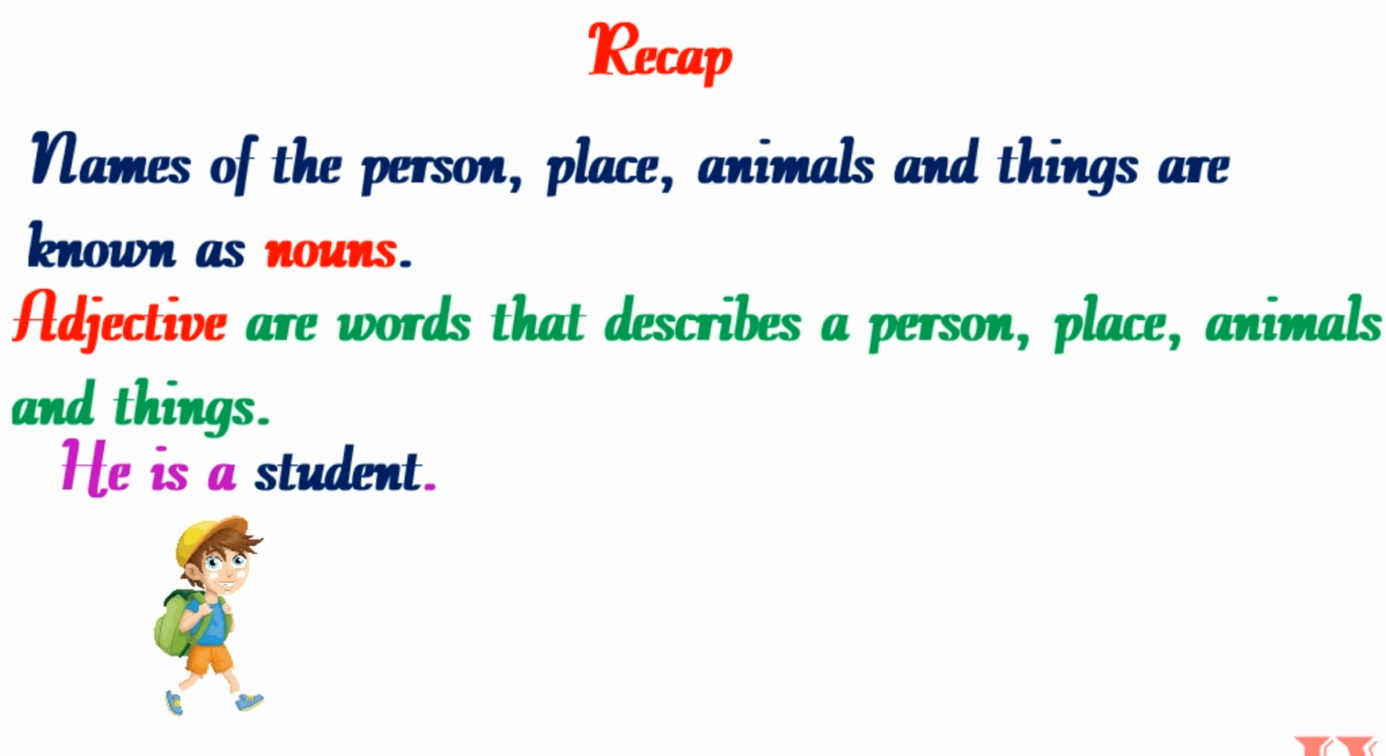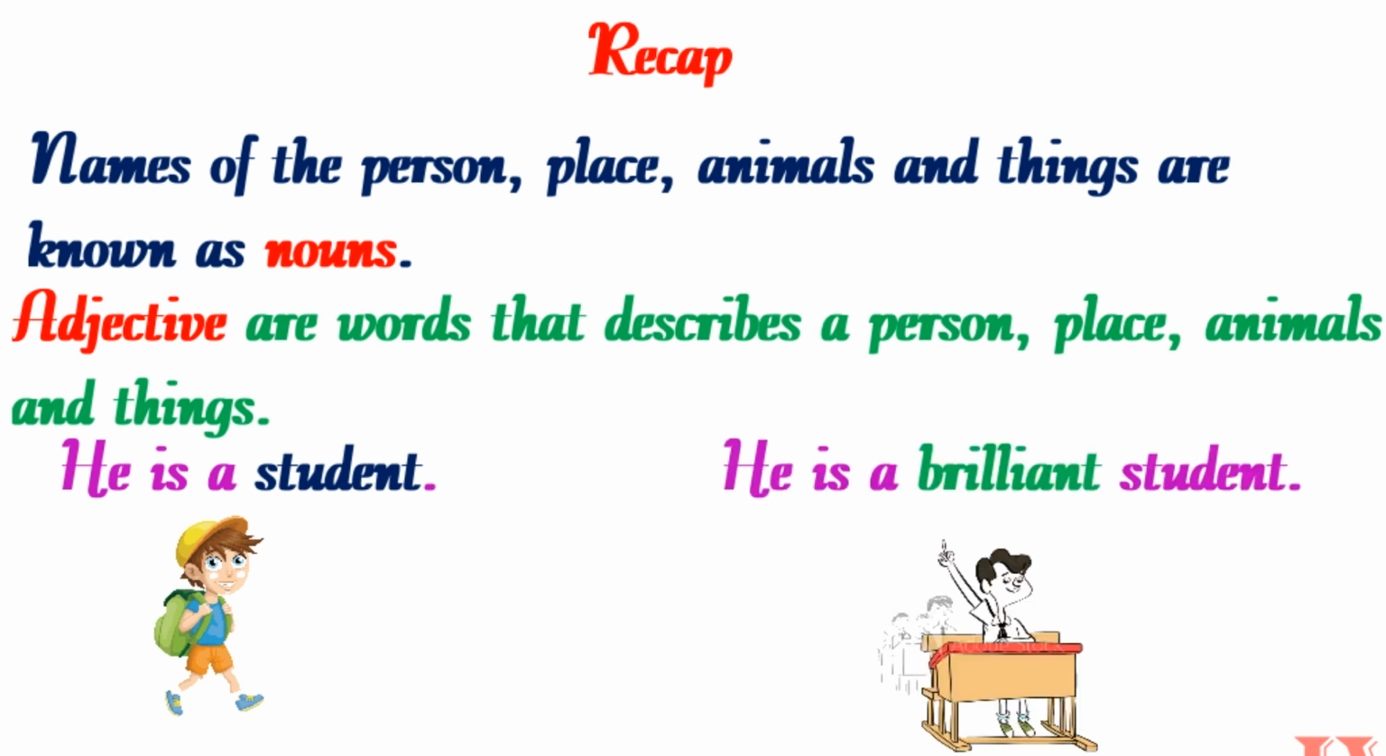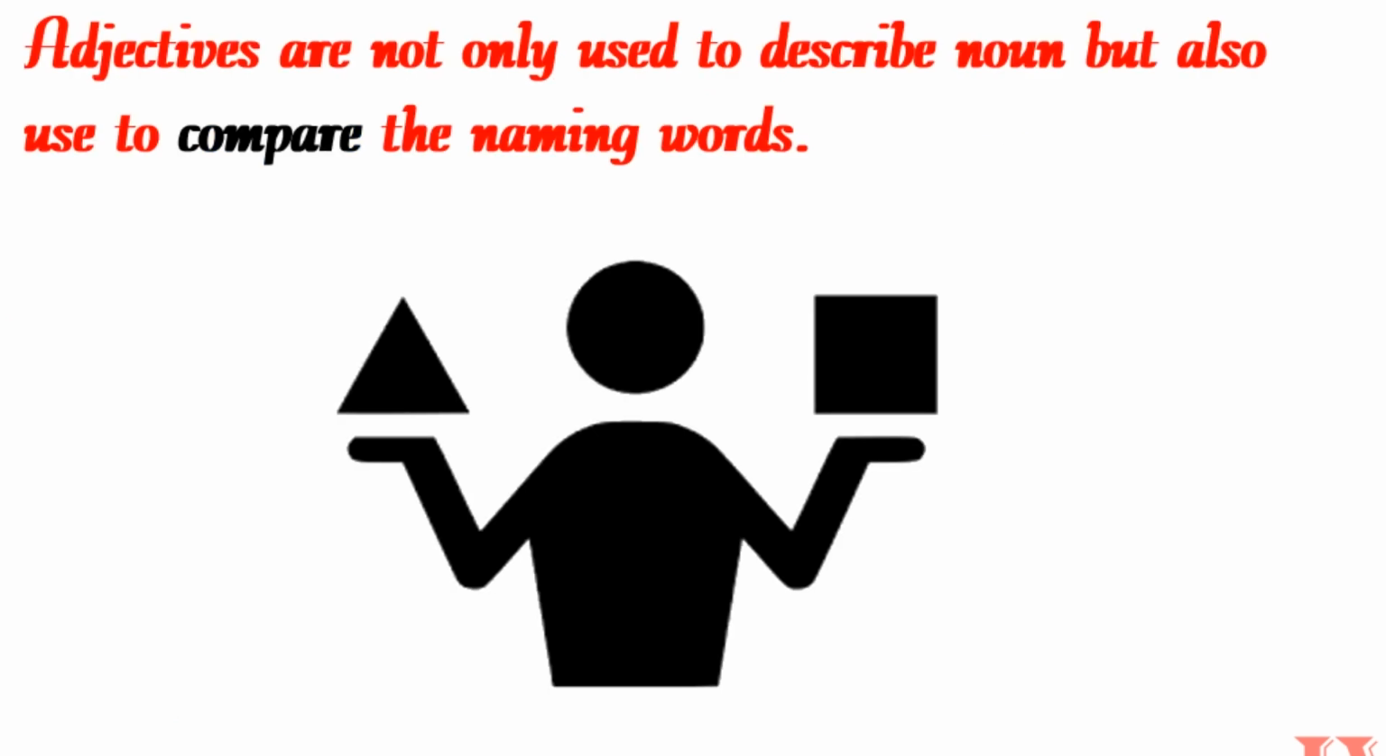When we say he is a student, student here is a noun. If we say he is a brilliant student, here the word brilliant tells us about the noun student. So brilliant is a describing word and is called an adjective. Adjectives are not only used to describe nouns but also used to compare naming words.